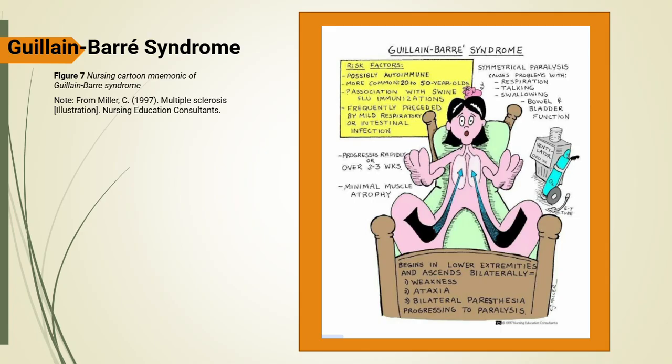The minimal muscle atrophy shown in the picture is accurate. Because Guillain-Barré syndrome progresses rapidly, there usually isn't time for significant muscle wasting early on. The notes on the right side highlight that Guillain-Barré syndrome causes symmetrical paralysis, meaning it affects both sides of the body equally. As paralysis reaches the chest muscles, the patient may have trouble breathing, talking, or swallowing. The autonomic nervous system may also be affected, leading to bowel and bladder dysfunction, heart rate irregularities, or blood pressure swings. This is why close monitoring in the hospital is essential.